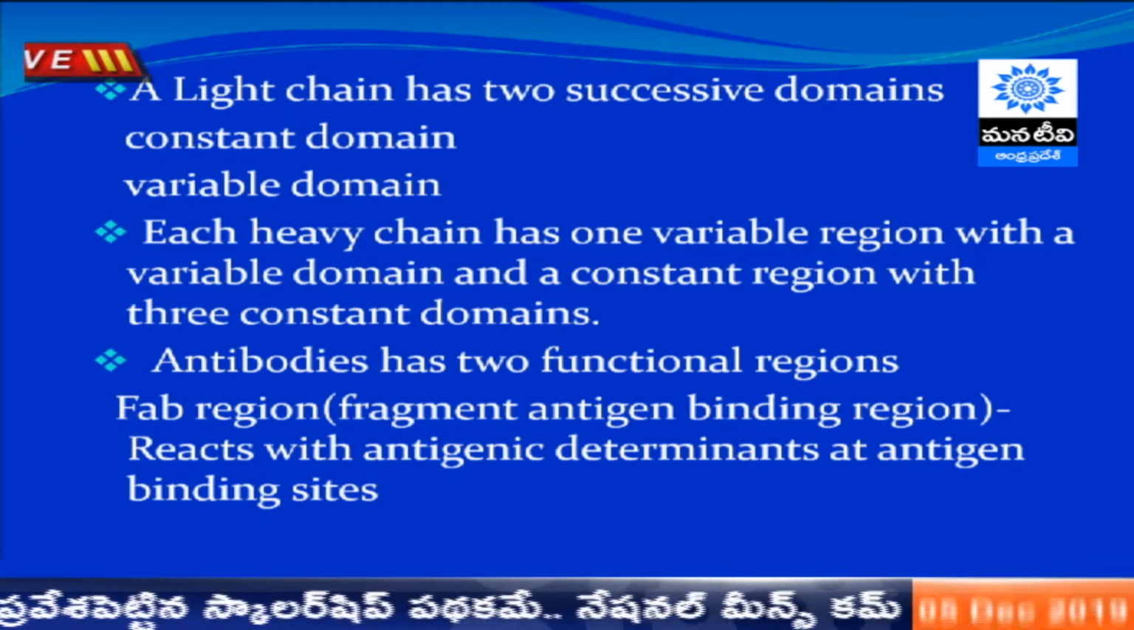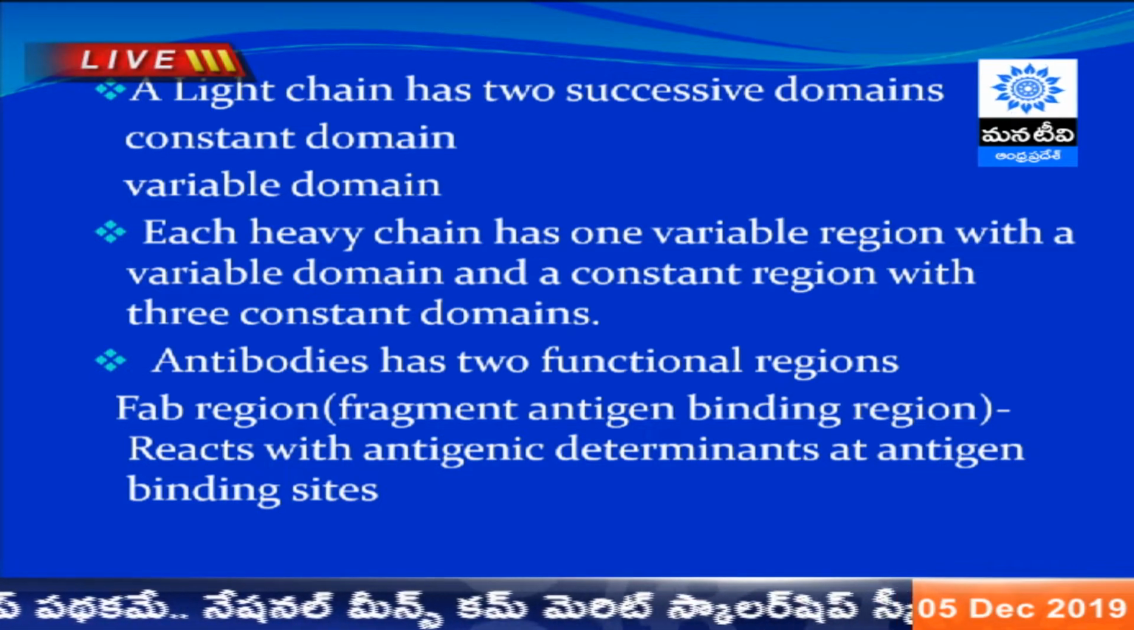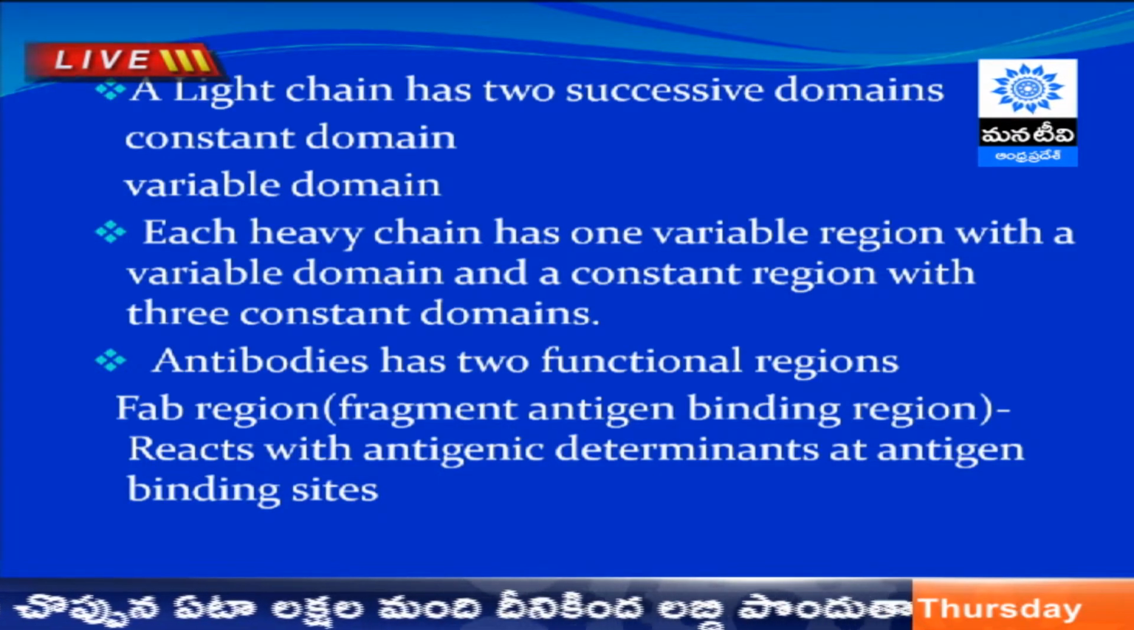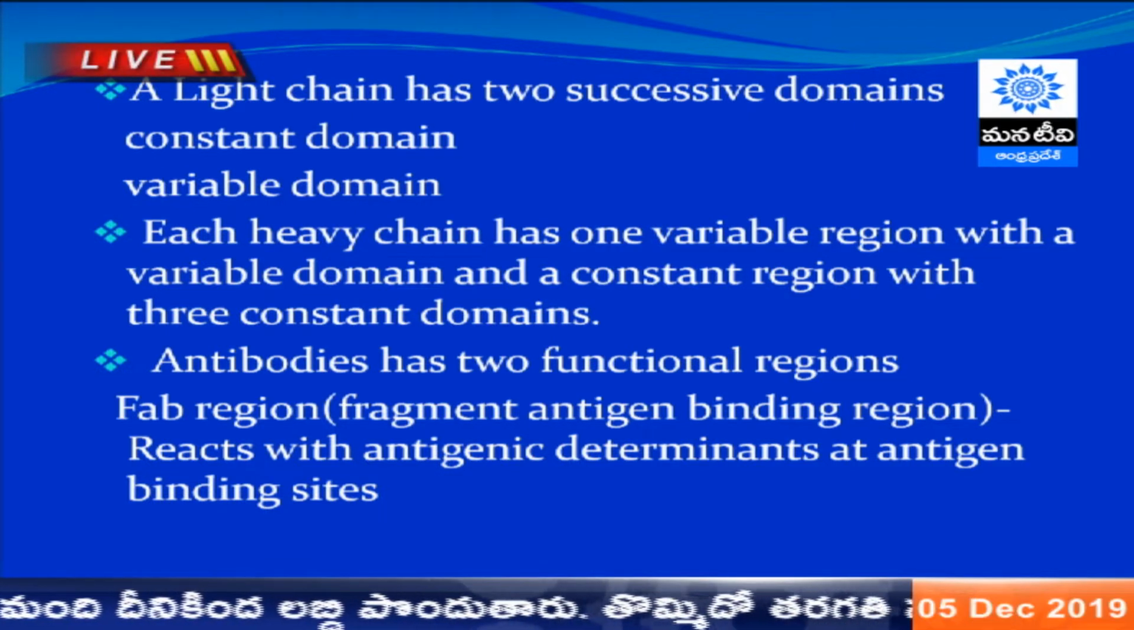The FAB region is called the fragment antigen binding region. This region helps the antibody to react with the antigenic determinants at antigen binding sites. The antigen binding sites are nothing but the epitopes present on the antigen to which the antibody binds. So, this FAB region, the fragment antigen binding region, helps to bind with the antigenic determinants present at the antigen binding sites.